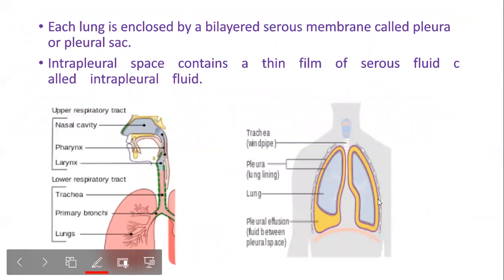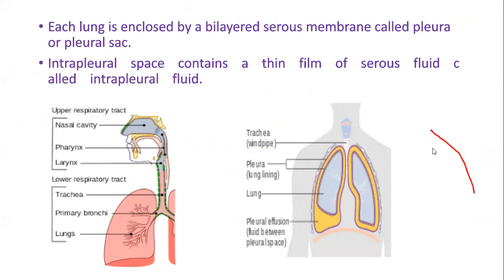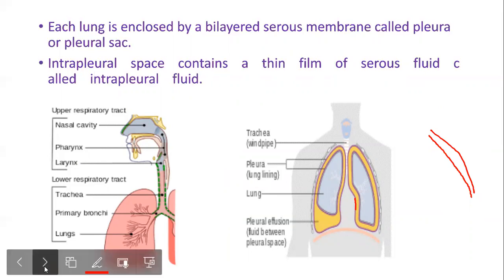Now, each lung is enclosed by a bilayer serous membrane. So each lung has two layers, called the pleura or pleural sac. Inside this is the pleural fluid, or intrapleural fluid. So this is a normal lung. And there are abnormal conditions where if air is filled, it is called pneumothorax. If water is filled between the two pleural membranes, it is called hydrothorax.